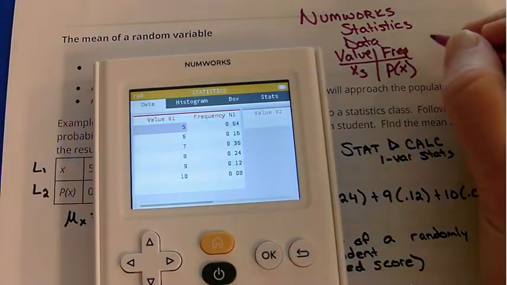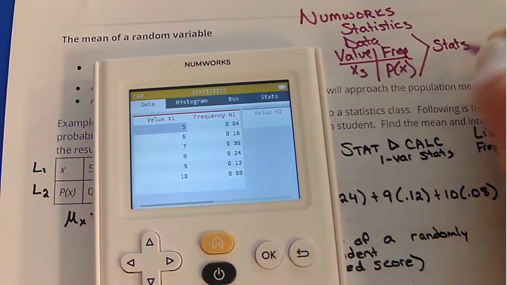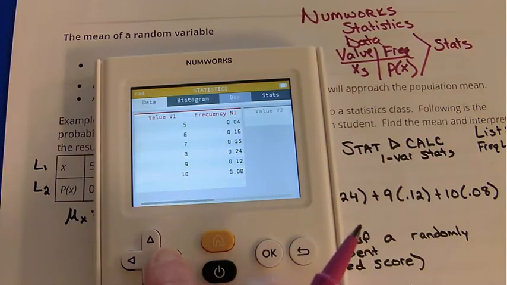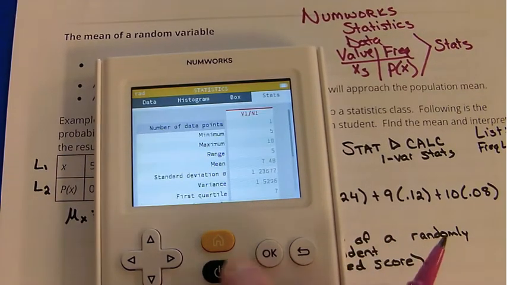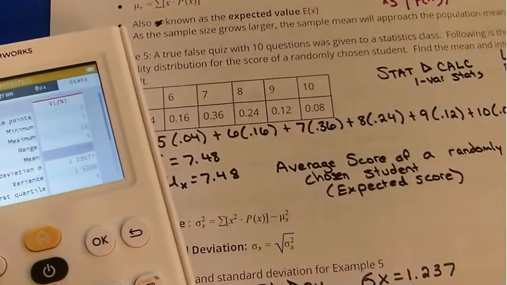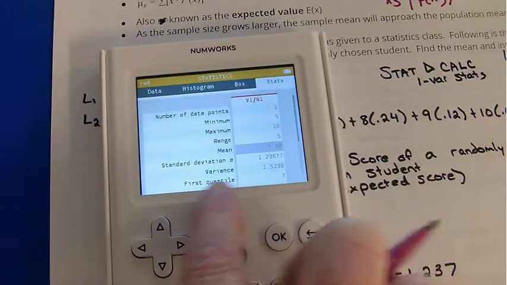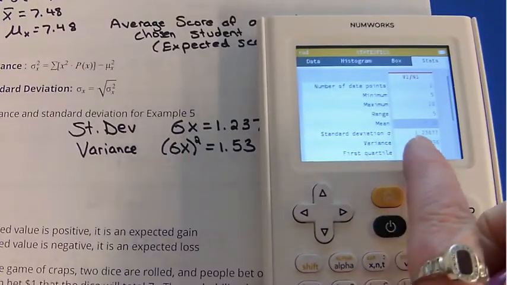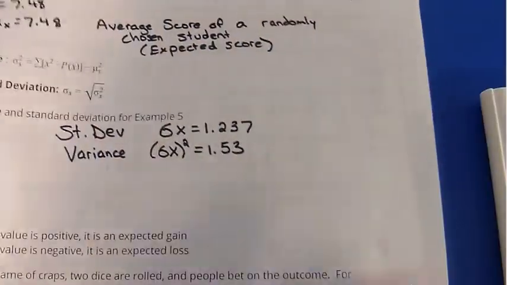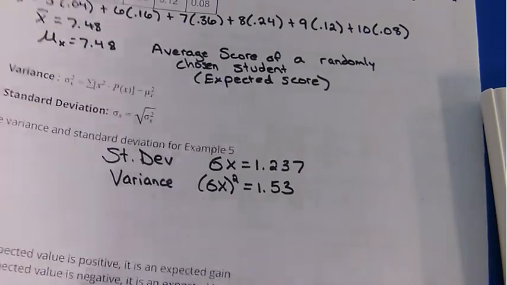Then next, you go to the stats column. So I'm going to back arrow. You can look at the histogram and box plot if you want as well. And under stats, it gives me my mean. Let's double check. The mean was 7.48. It says 7.48. It gives you your standard deviation and variance. Standard deviation and variance match. So that's how you would find the mean, standard deviation, and variance.